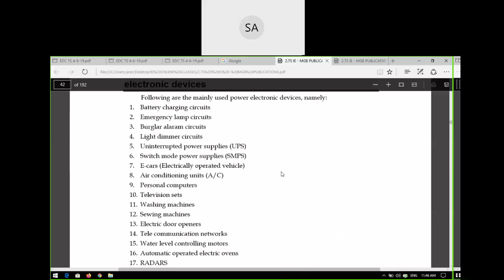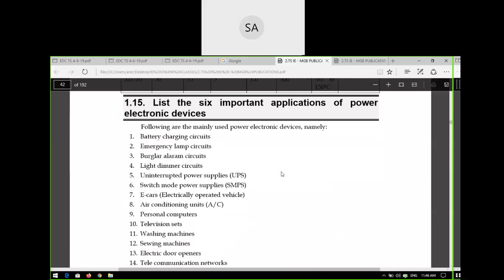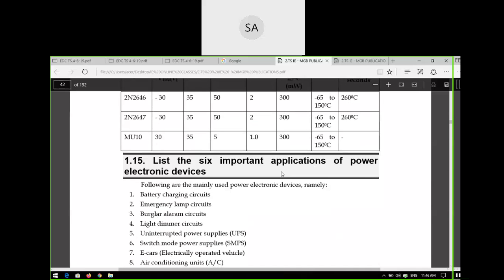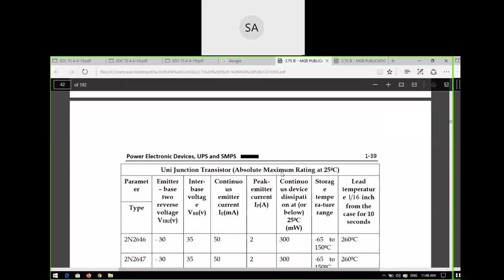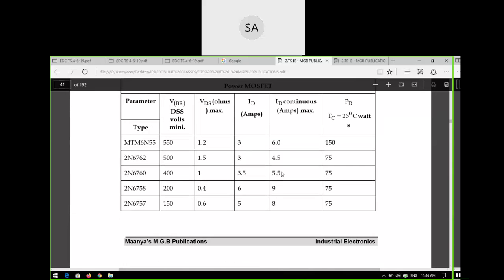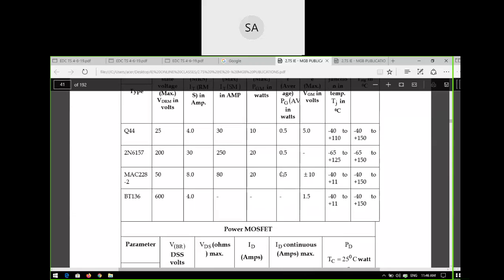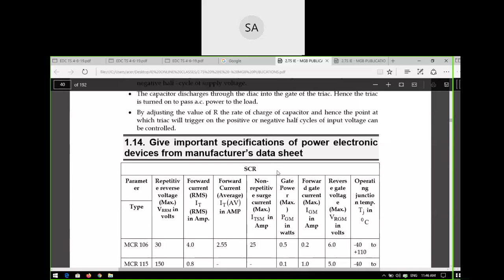So there are some examples you have to remember, at least six. You have to write these in Part A. They will mostly ask in the 3-mark question to list the six important applications of SCR or power electronic devices. So tell me any six applications, any one of you.